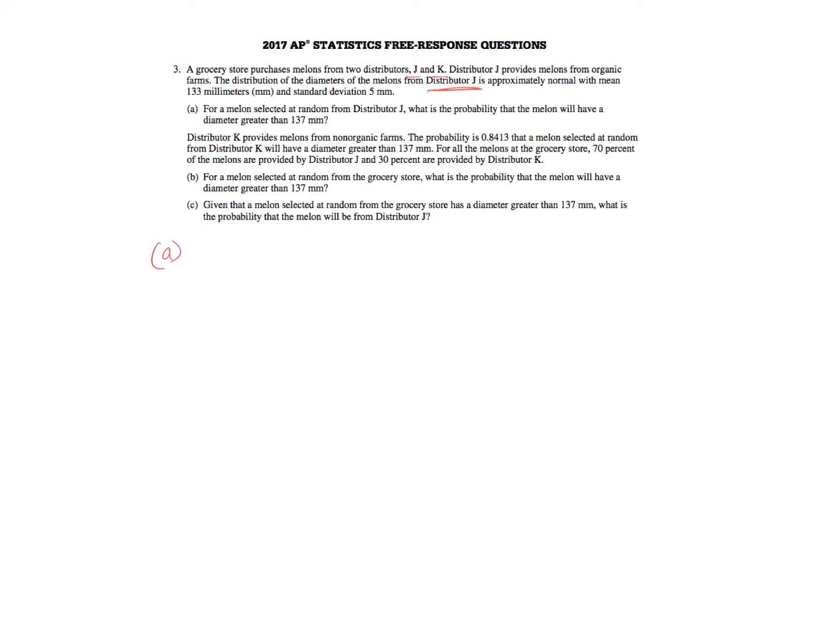Here's what happens for me here. The first thing I want to do is I see approximately normal with a mean of 133 and a standard deviation of 5. Does that feel like a reasonable thing to do so far? I'm even going to label this with a J because I know that this is from distributor J. How are we feeling so far? All right. And if I want to know the probability of greater than 137, it's been a while, but does anybody remember how we calculate this? This is a normal CDF question.